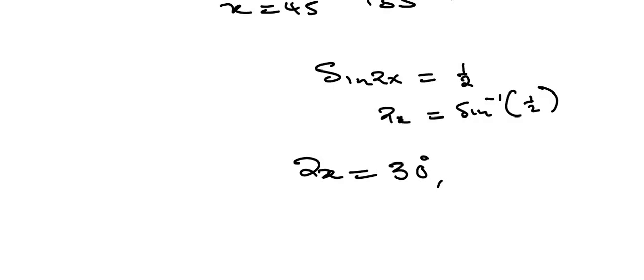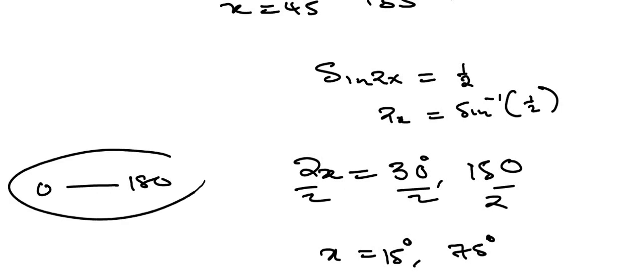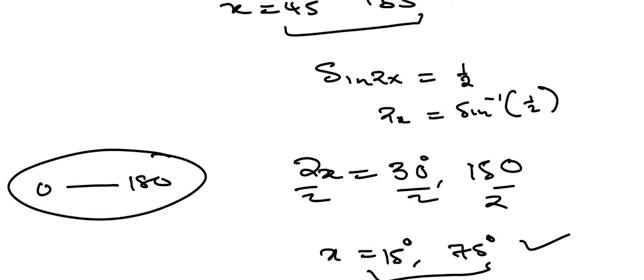The other place where sine is positive is the second quadrant. So 180 minus 30 gives us 150. So we can divide everything now by 2. X can also be 15 degrees or 75 degrees. They wanted the answers between 0 and 180. That's where x must lie. So we check, everything here falls in that category. So these are all the solutions.